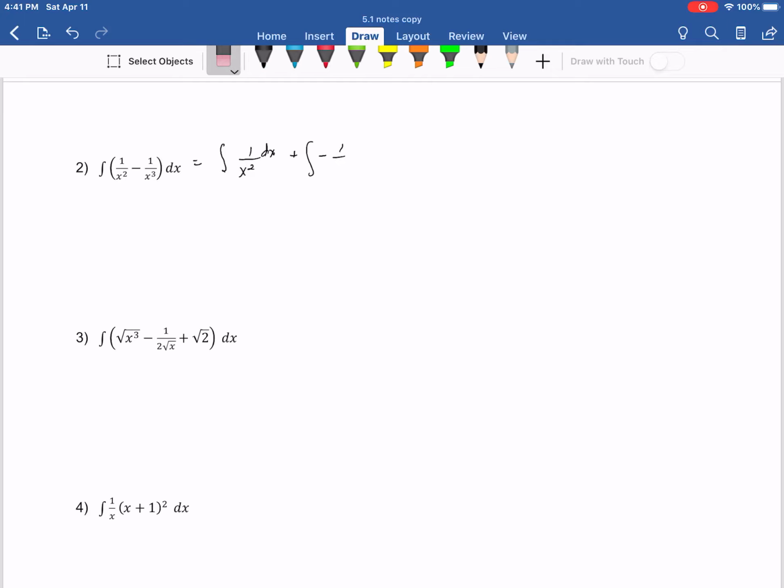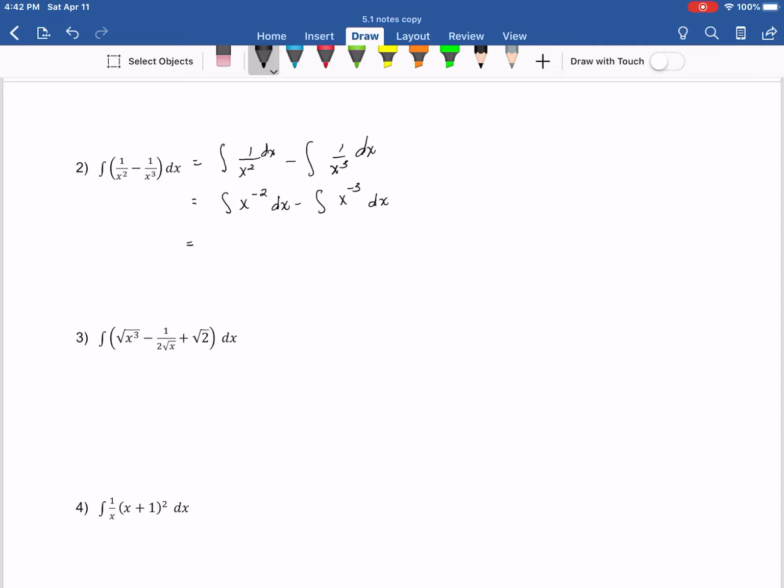I could have written that as a minus right here, which might make more sense, so let's just do that. All right, so I just chopped that integral into separate integrals across that minus sign, which is one of the rules that you are allowed to do. I'm going to write 1 over x squared as x to the negative 2. And x cubed, I'll write that as x to the negative 3.